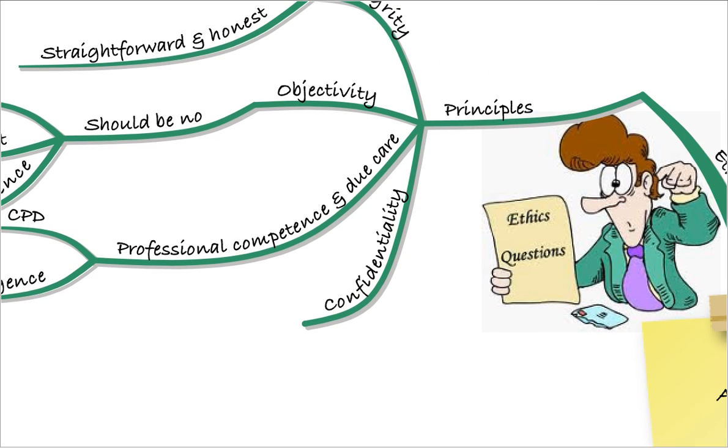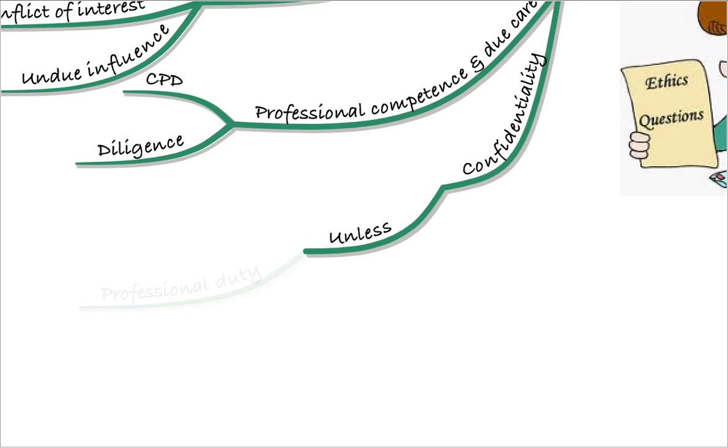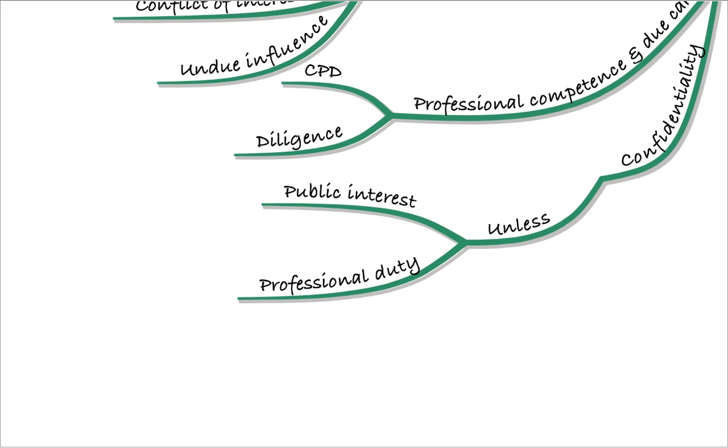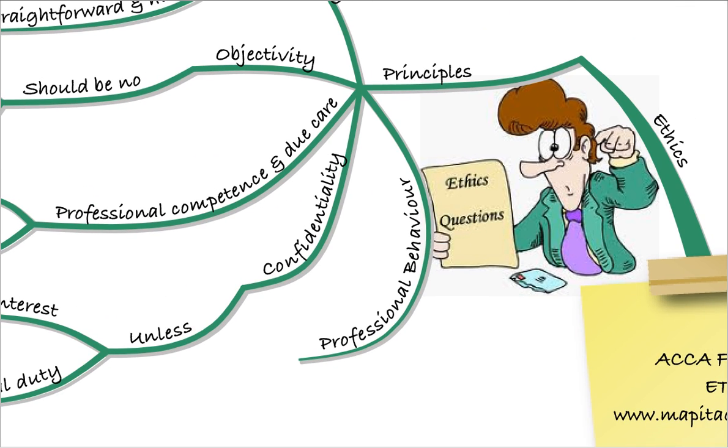The fourth is confidentiality. So confidentiality at all times, unless it's in the public interest or you have a professional duty to actually reveal that information. For example, if they were in breach of money laundering regulations. Lastly, professional behaviour, and that means acting at all times in a way that will not bring the ACCA into disrepute. So learn those 5 principles: integrity, objectivity, professional competence and due care, confidentiality and professional behaviour. You will need to know them.